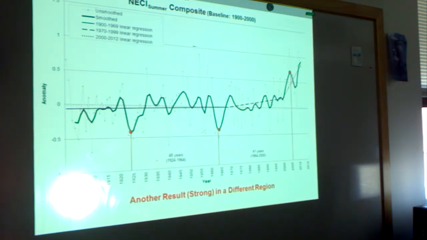There's something odd in the data, numerically: each one of these red dots, which represents the maximum or minimum amplitude of one of these features, is separated by about 40 years. I have no idea what that means.